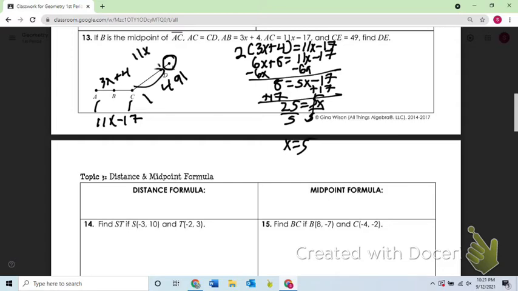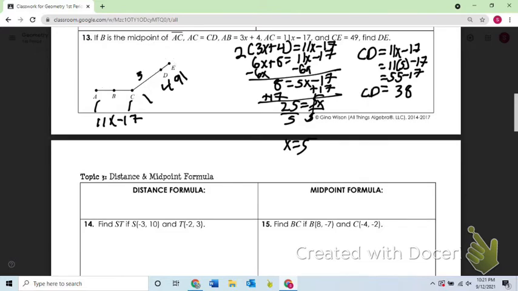What I did next is I know that the distance from C to D is 11x minus 17, so I can plug a 5 in there. 55 minus 17 is 38. 49 minus 38 is 11. So D to E is 11.